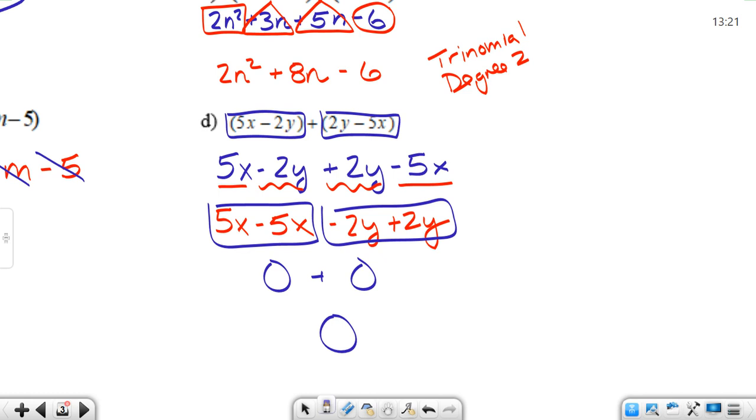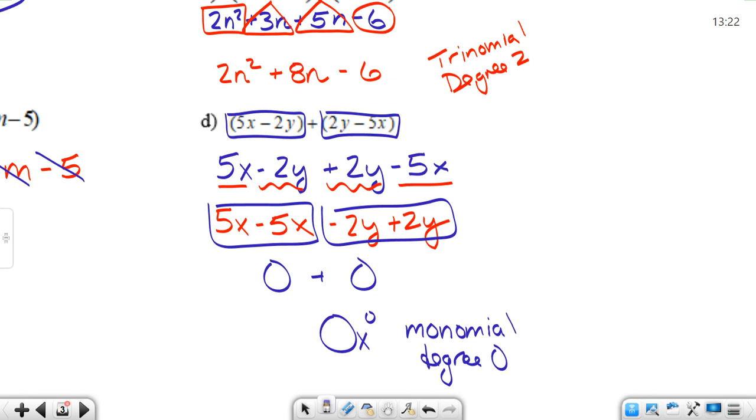Now, believe it or not, this 0 here is actually a monomial. And you might say, well, what's the degree on that? Well, this is actually 0 times x to the 0. So this is degree 0. Kind of weird to say, but it is the correct mathematical terminology for 0. So it is a monomial because it's one term and its degree is 0.